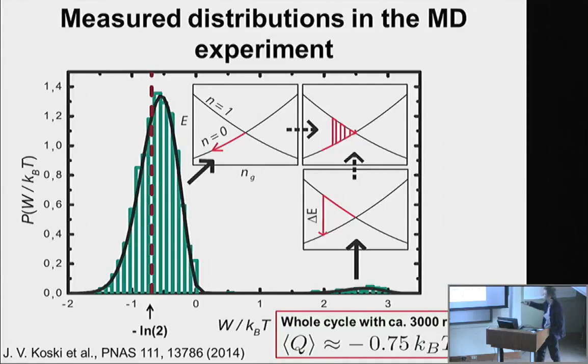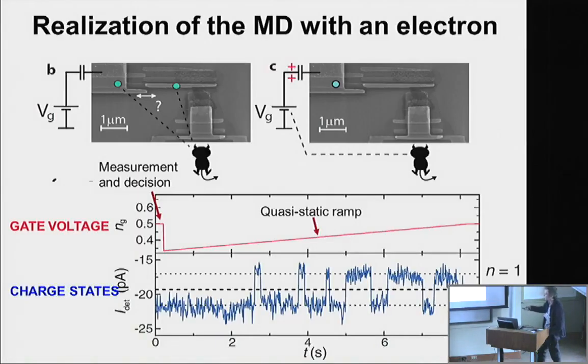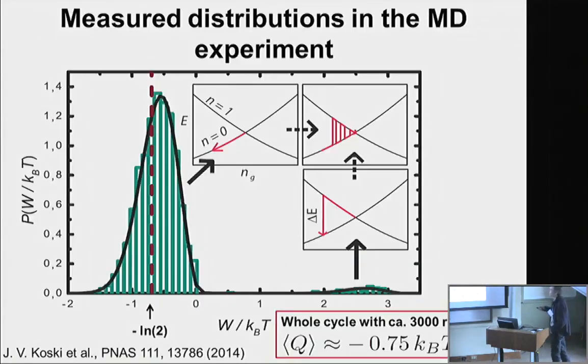There are, however, events where the work is highly positive, and this positive work is because, as you see, the detector is not perfect. You can make an error because of the noise of the detector, and if you make an error, there's a big penalty of energy because the system is in the excited state when you drive and it relaxes back. So when you average over this whole histogram, you find that on average, you have extracted about 75% of kBT logarithm of 2.